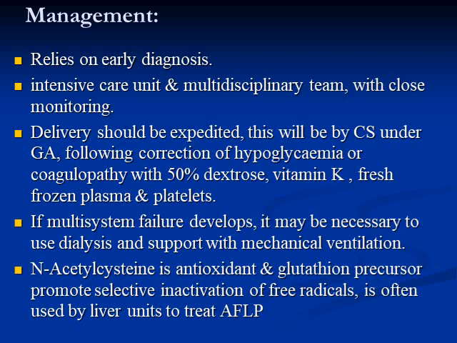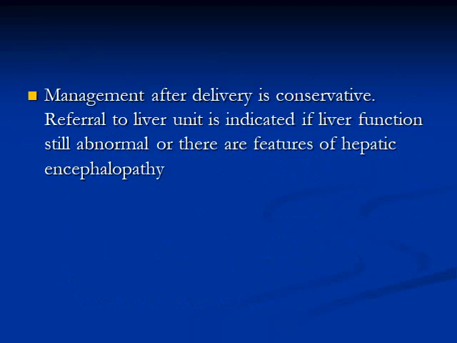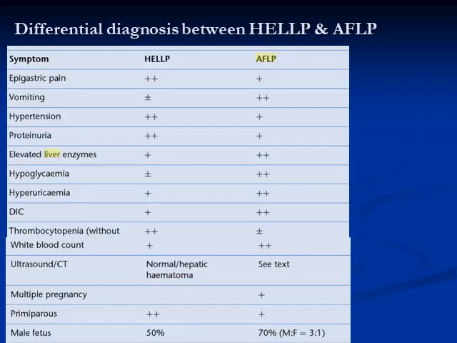One of the updates in the treatment of acute fatty liver هو the use of N-acetylcysteine, which is an antioxidant and glutathione precursor. It promotes selective inactivation of free radicals and therefore it is used in liver units to treat the acute fatty liver of pregnancy. After delivery, the management is conservative and the patient should be referred to the liver unit if the liver function is still abnormal or there are features of hepatic encephalopathy.